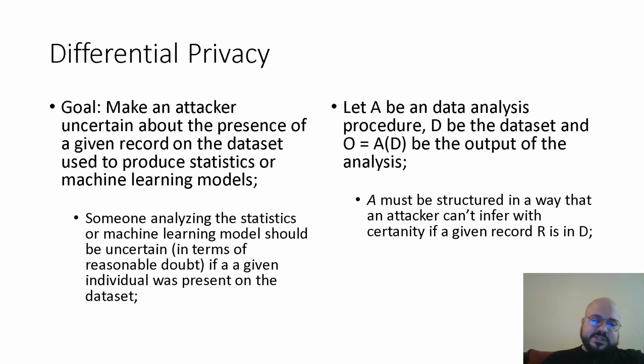Our focus is on differential privacy, which is not an algorithm or a technique. It's a requisite that algorithms and techniques must fulfill in order to be more resistant to this kind of attack. The goal of differential privacy is to make an attacker unsure if a given individual is present in a particular data set. If this requisite is fulfilled, most privacy concerns are mitigated.